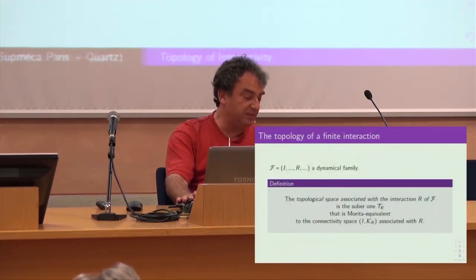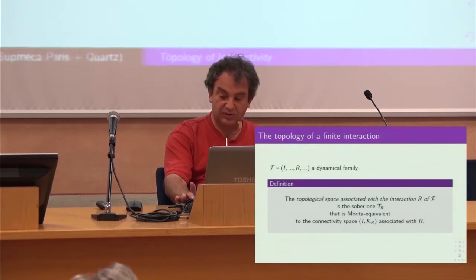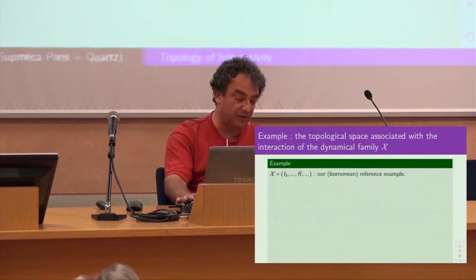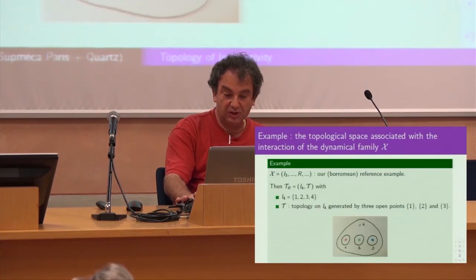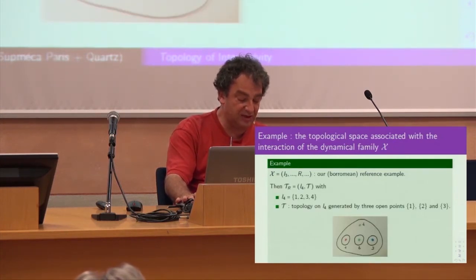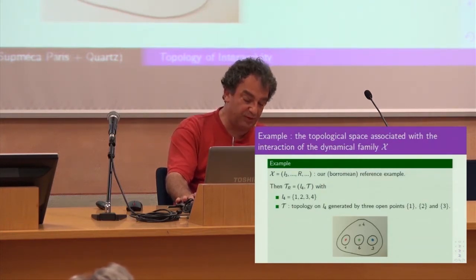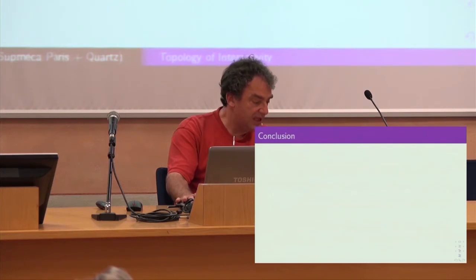And finally, to any dynamical family with a finite number of open dynamics in interaction, we can now associate the sober topological space that is Morita equivalent to the connectivity space associated with this interaction. In fact, there are different spaces that can be defined in general, but we talk here about the main one. So with our reference example of a dynamical family, we obtain a topological space with four points, including as open points the three open dynamics of the family. In this example, the fourth point is closed, but in general, new points are neither open nor closed.